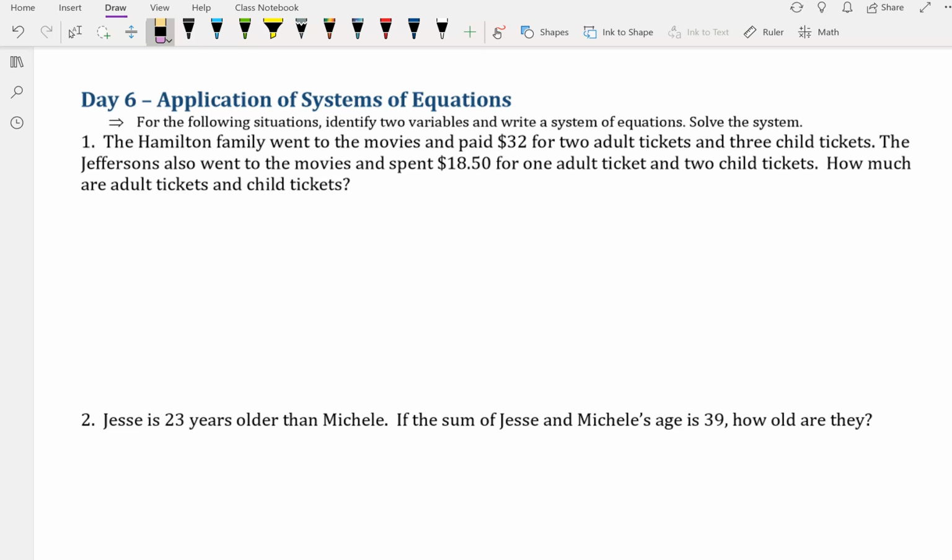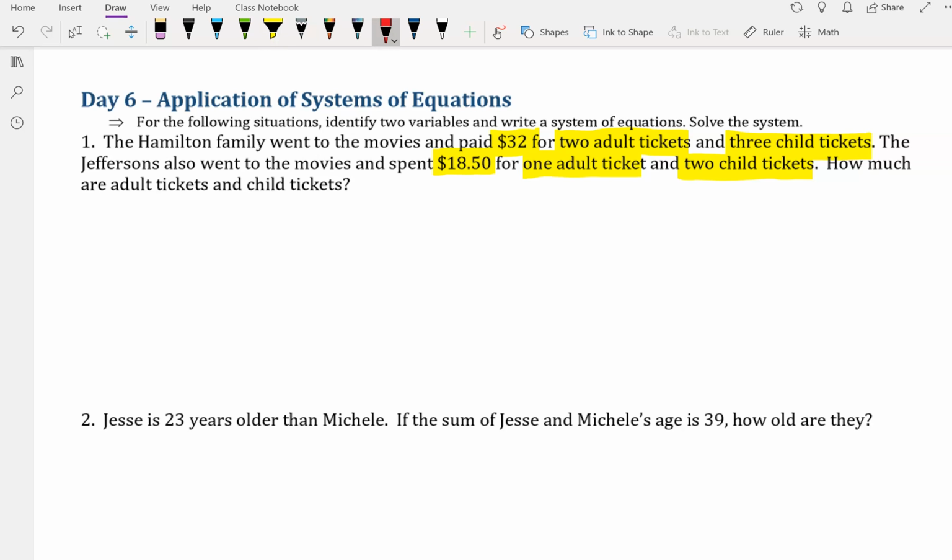The Hamilton family went to the movies and paid $32 for 2 adult tickets and 3 child tickets. The Jeffersons went to the movies and paid $18.50 for just 1 adult ticket and 2 child tickets. How much were the adult tickets and the child tickets?